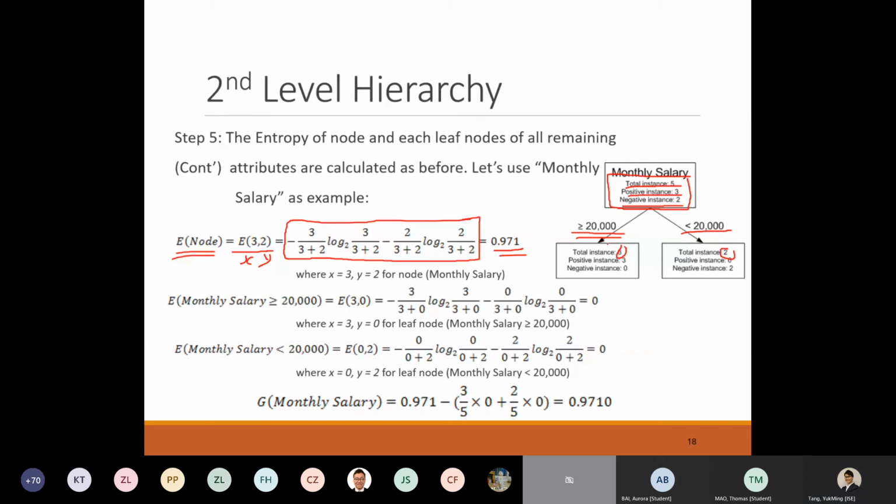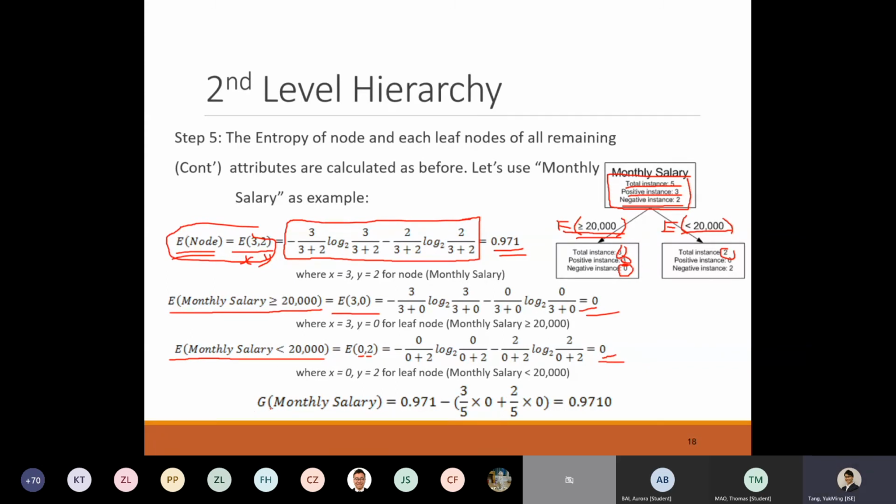Okay, and so this is the root entropy. We just calculate the root entropy. And then we also need to calculate the leaf entropy: the entropy for the salary larger or equal to $20,000, and the entropy for the salary less than $20,000. For the monthly salary larger or equal to $20,000, we got 3 positive instances and 0 negative instances, and the result is 0. And for the entropy of monthly salary less than 20,000 Hong Kong dollars, X is 0, 0, Y is 0, 2, and finally the entropy is equal to 0.